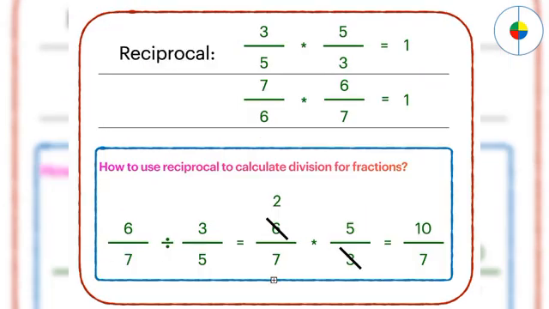There is a small trick for the division of fractions. If you divide by a fraction, you can multiply by its reciprocal. A reciprocal is a number that, when multiplied together with the original, gives a product of 1. It's basically just changing the positions of the numerator and denominator. For example, the reciprocal of 3 over 5 is 5 over 3.